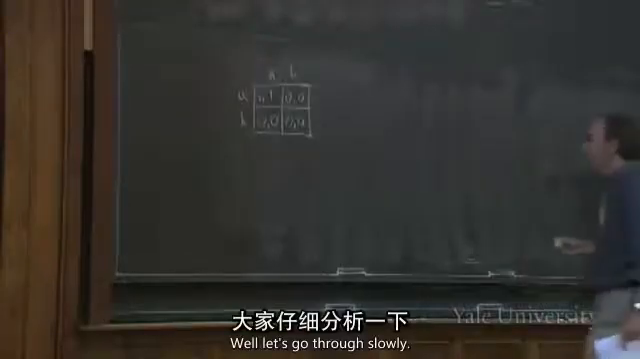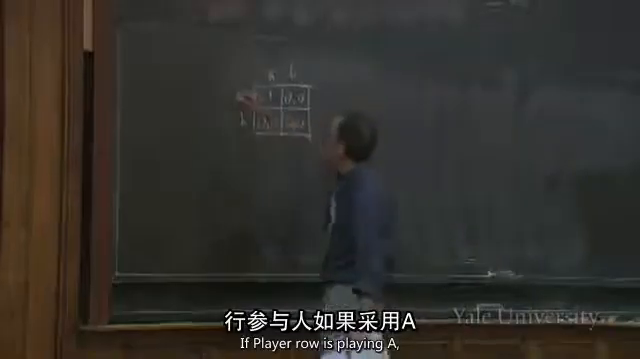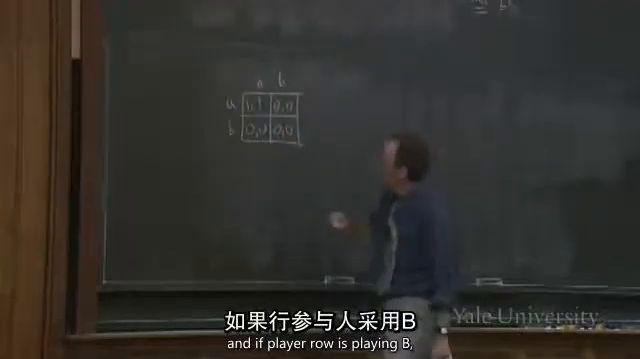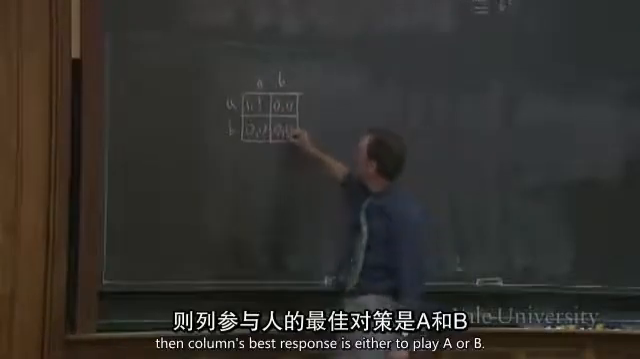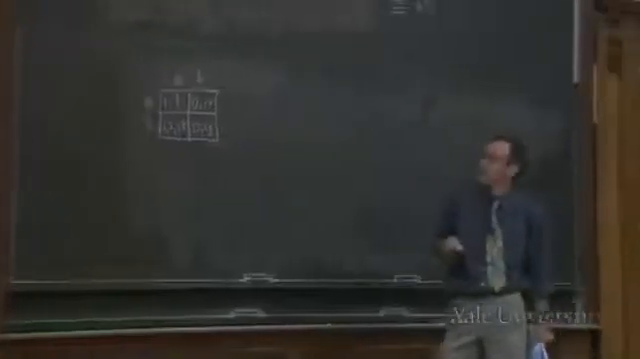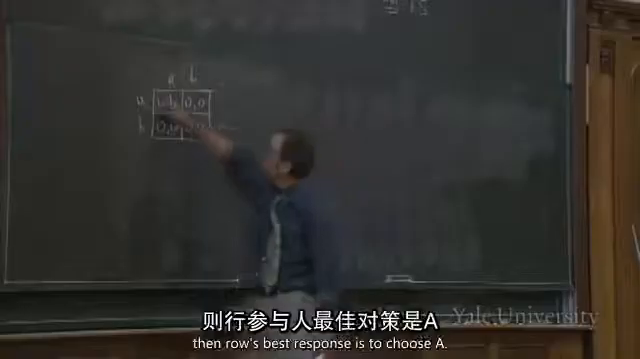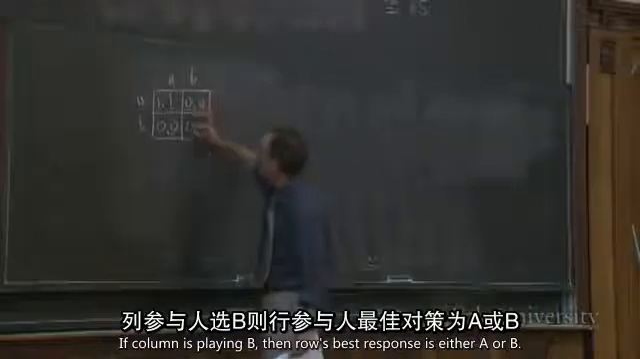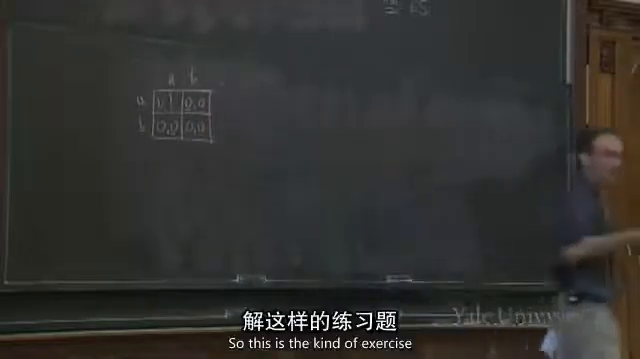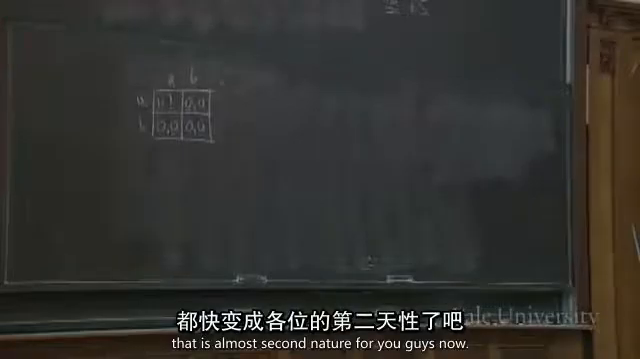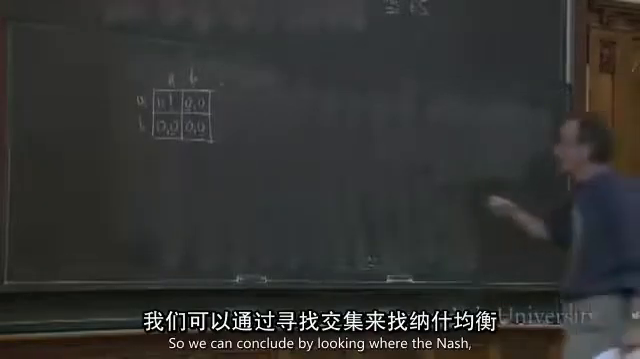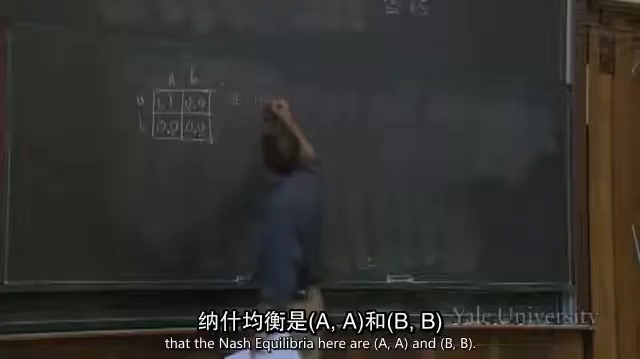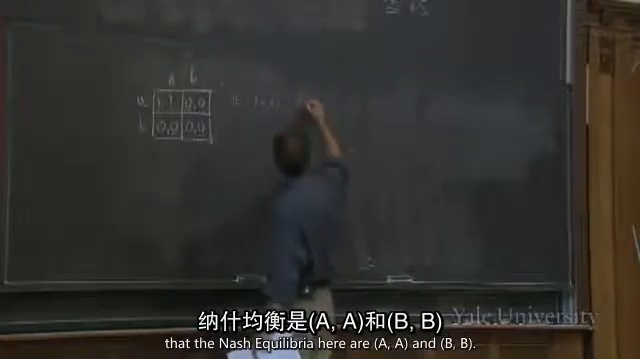Well, let's go through slowly. If player row is playing A, then column's best response is to pick A. And if row is playing B, then column's best response is either to play A or B. If column is playing A, then row's best response is to choose A. If column is playing B, then row's best response is either A or B. This is the kind of exercise that is almost second nature for you now. So we can conclude by looking where these best responses coincide that the Nash equilibria here are AA and BB.